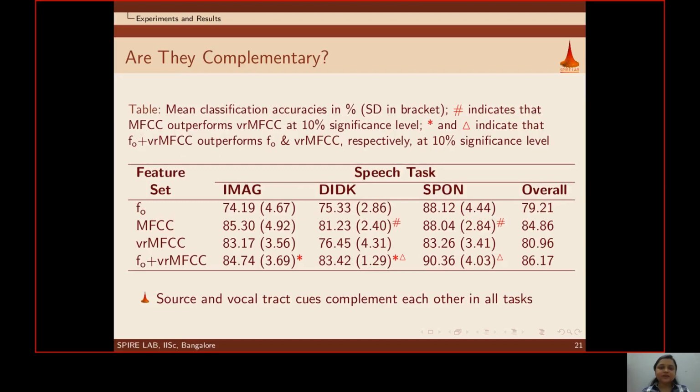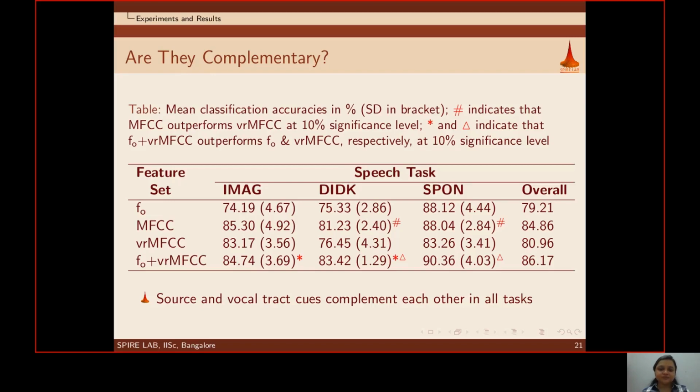But are the cues provided by the 2 components complementary in nature? We know that MFCC captures both source and vocal tract cues. We can see here from the second and third rows of the table that accuracy drops from MFCC to VRMFCC, that is, when we remove source information. When we add F0 on top of VRMFCC, in the last row of this table, the accuracies improve over VRMFCC and become comparable to the MFCC case again. We can also see that the accuracies for F0 plus VRMFCC are higher than those obtained using F0 only. So overall, we can say that the cues related to source and vocal tract components are indeed complementary in nature in all speech tasks.